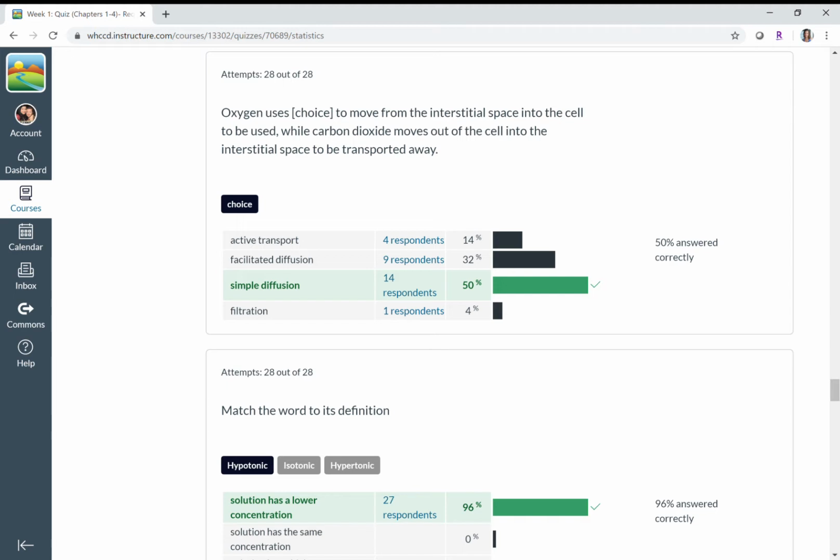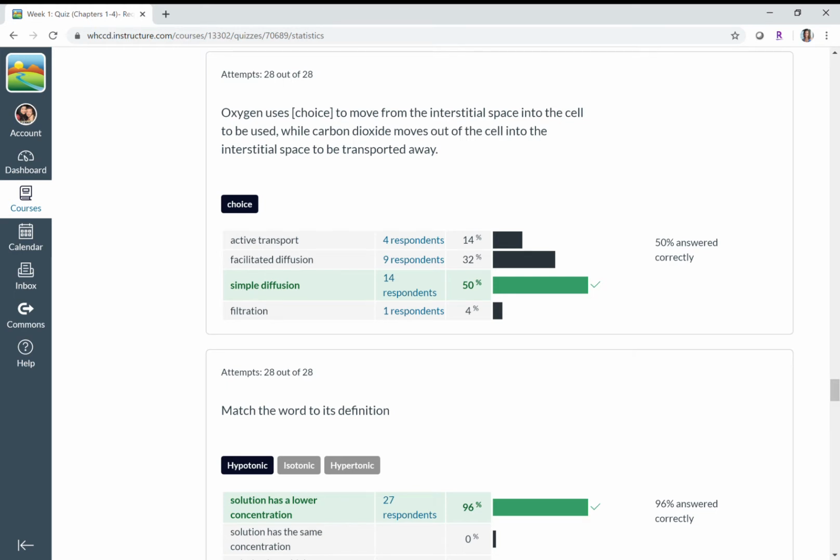So the question is, oxygen uses blank to move from the interstitial space into the cell to be used, while CO2 moves out of the cell into interstitial space to be transported away. And you've got a couple of options here. Clearly the one that stands out is the filtration. Filtration is not used in this manner. Filtration is a pressure gradient. We'll talk about that when we get into kidney. But that is clearly D is not the right answer.